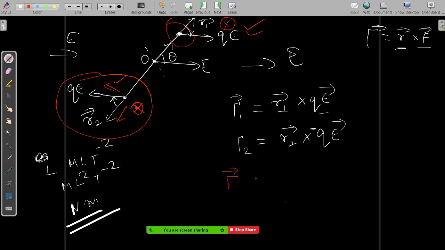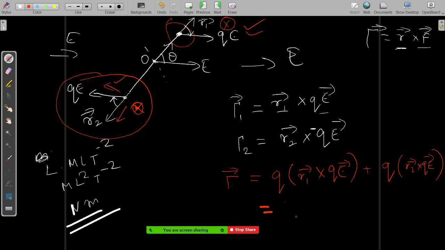So you can write this as something like this, where the Q can come outside. This is R1 vector cross Q into E vector, plus again Q into R2 vector cross Q into E vector. You can see that.